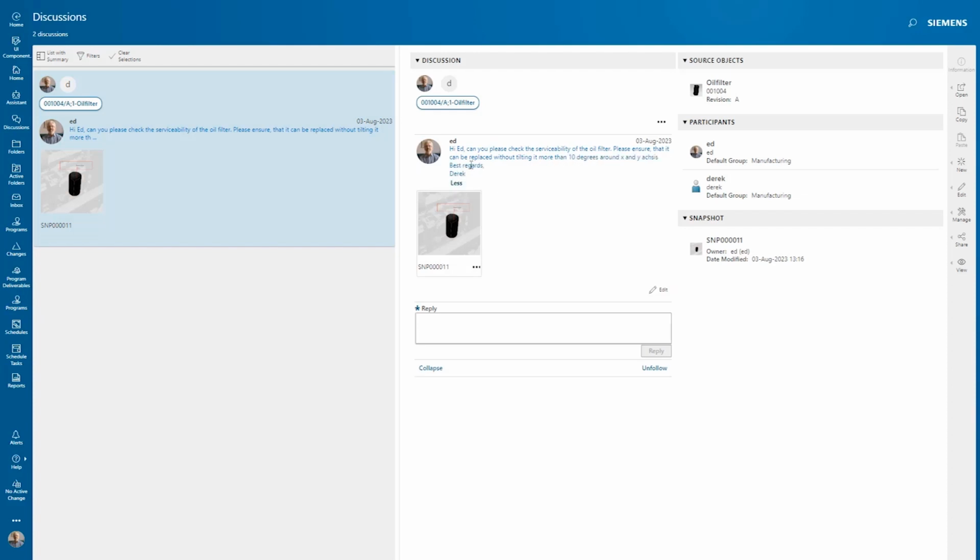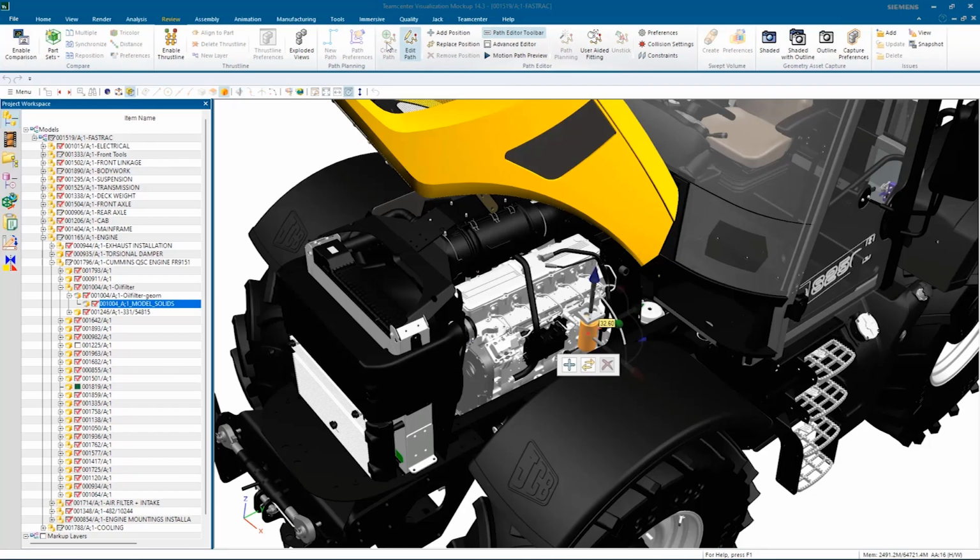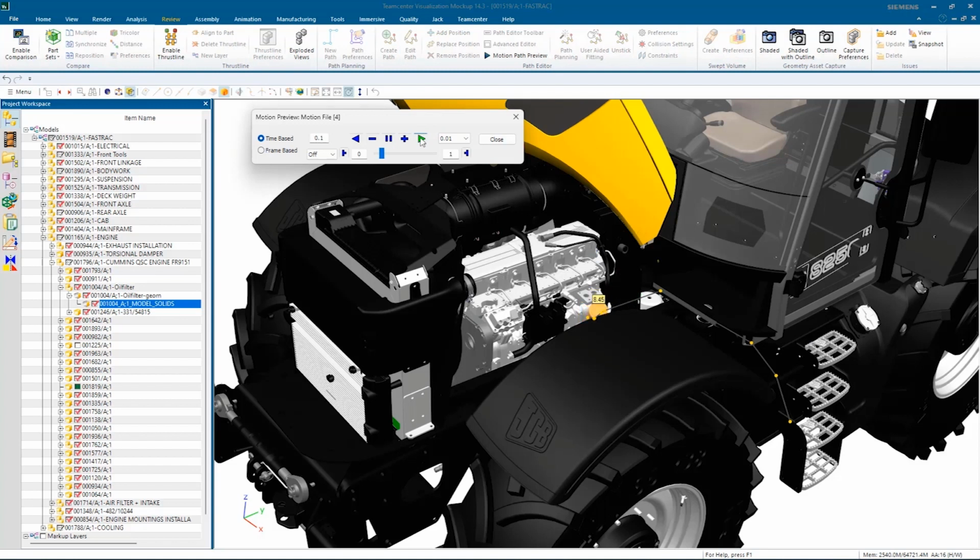He opens the snapshot in Teamcenter visualization and sets up the evaluation scene. Using the path planning tool, he defines the key positions of an egress path for the oil filter. Real-time collision detection ensures that he only defines collision-free positions. Then he generates a path from the key points and evaluates it by replaying the motion.